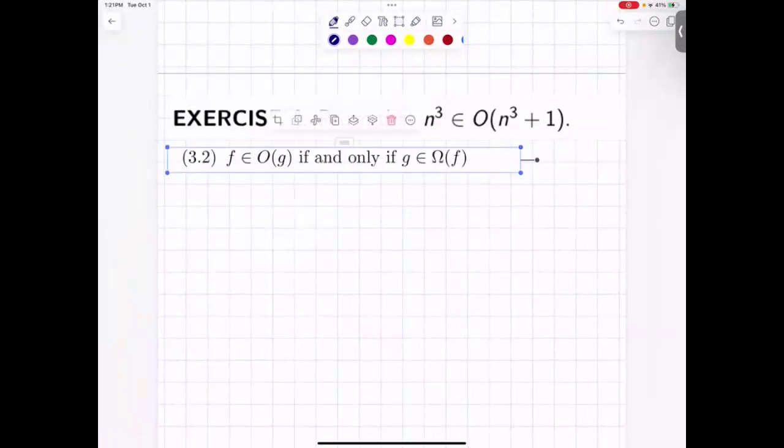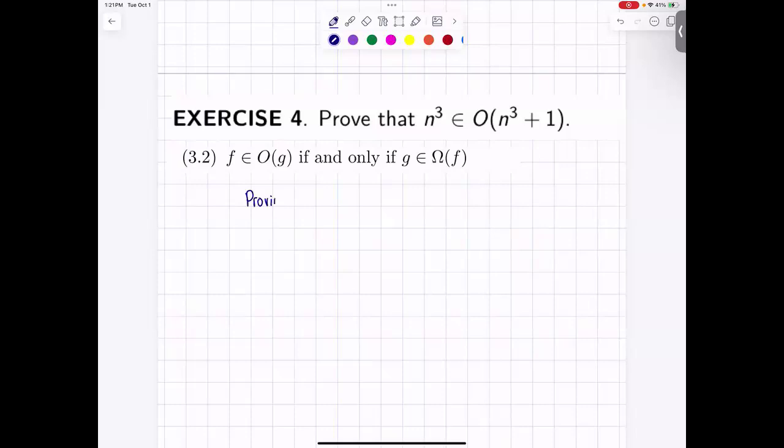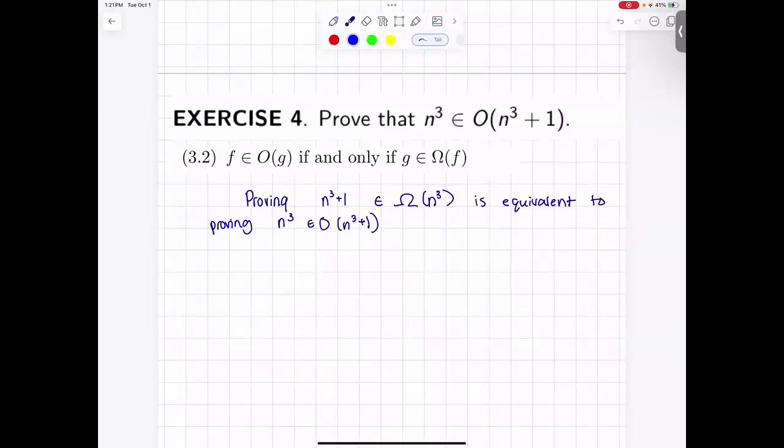So this says that f is in big O of g if and only if g is in big omega of f. This property tells us that proving that n cubed plus 1 is in big omega of n cubed is equivalent to proving n cubed is in big O of n cubed plus 1. And this statement right here is substantially simpler to prove than the previous one.